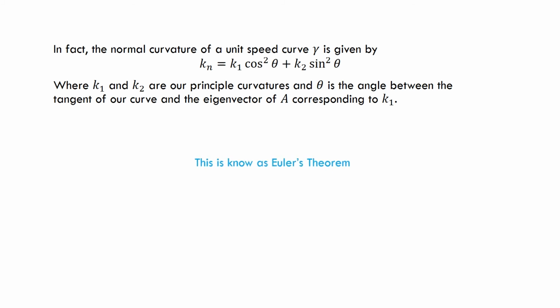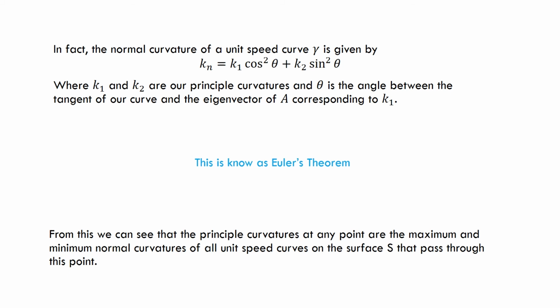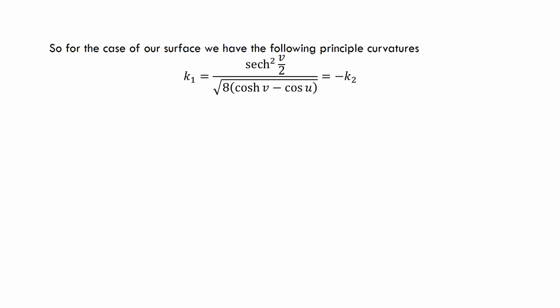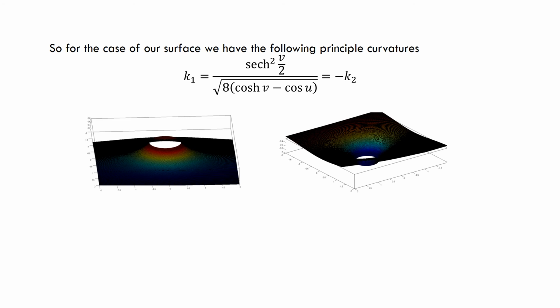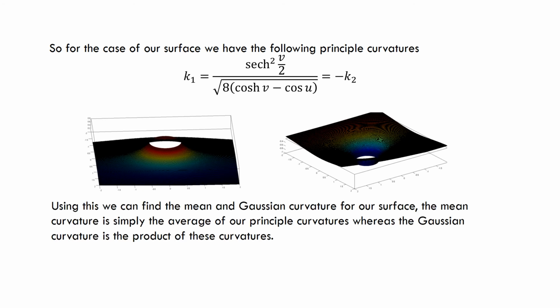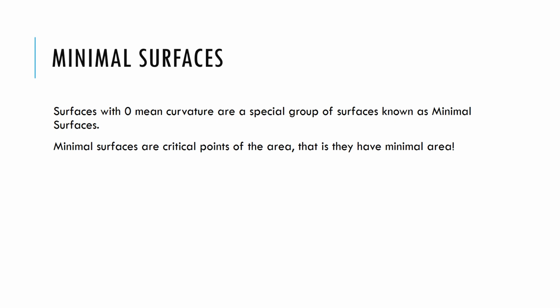This is Euler's theorem. So the principal curvatures are the maximum and minimum normal curvatures of all unit speed curves on the surface that pass through this point. Here we've plotted the principal curvatures of our surface, and from these it is clear to see that it is not defined at u and v equal to 0. So here we have k1 is equal to minus k2, and the mean curvature is therefore 0. As the mean curvature is 0, we have a minimal surface.